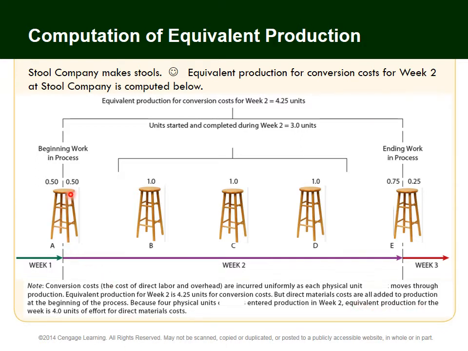And we get that from saying, well, materials were already added here in week 1. But we added all the materials here. That's 1, 2, 3. And then we added all of the materials to this stool that was left over in ending work in process. Why? Because direct material costs are all added to production at the beginning of the process. So, yes, we add all the materials to this one, but we didn't add any here. The materials were already there, and we just had to convert this product. A little tricky. Usually students get the handle on it, and it makes a little more sense after they've practiced this a few times.